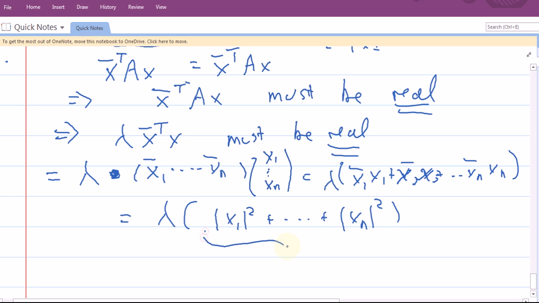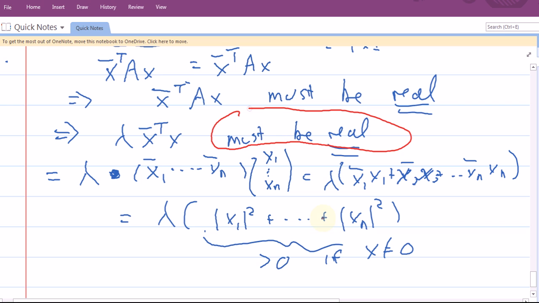Now this number is certainly greater than 0 if x is not 0. Right? X has several components. If even one of them is not 0, then we'll have a non-zero term in this sum. So we have lambda times a positive number, which must be real. We said that this thing must be real. Now this is a positive number, so that means that lambda also must be real.